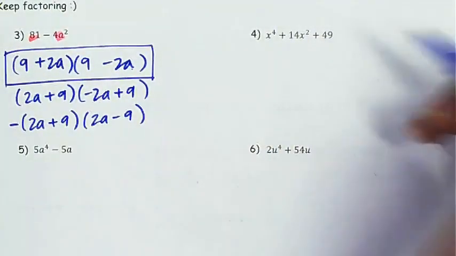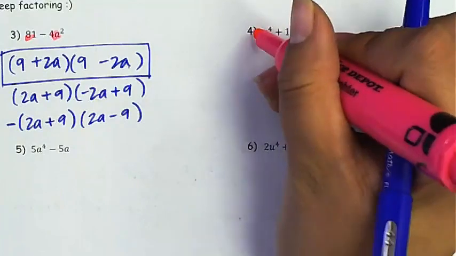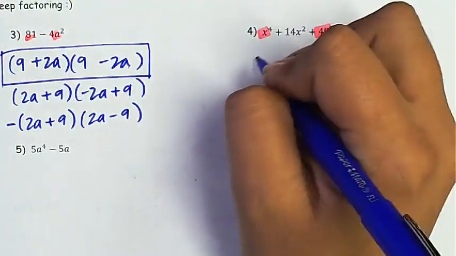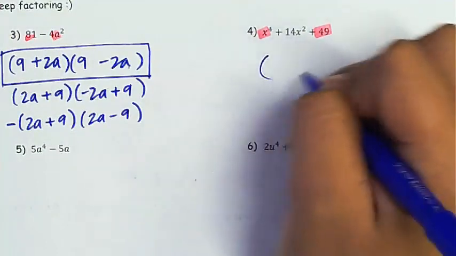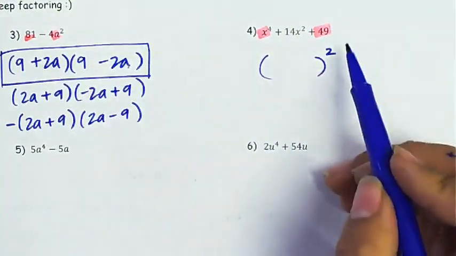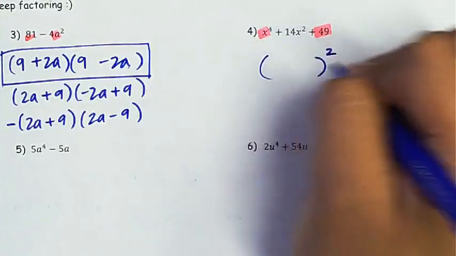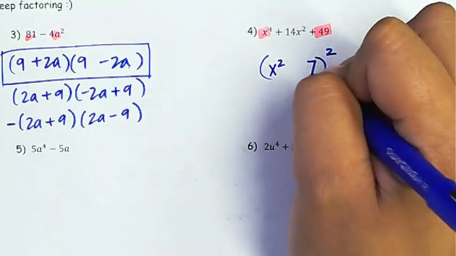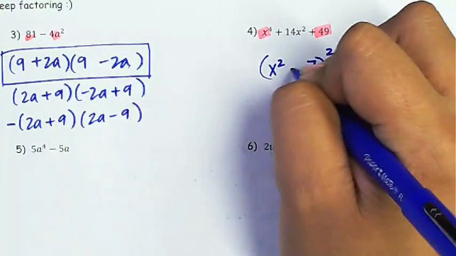Number 4, what do they have in common? Nothing. Is it a binomial? No. Is it a trinomial? Yes. And it's a beautiful, perfect trinomial. So because these are perfect squares, I can write them as a single, because it needs to multiply to a positive, so the square root of x to the 4th would be x squared. The square root of 49 is 7, and because it's a positive, it's a positive.